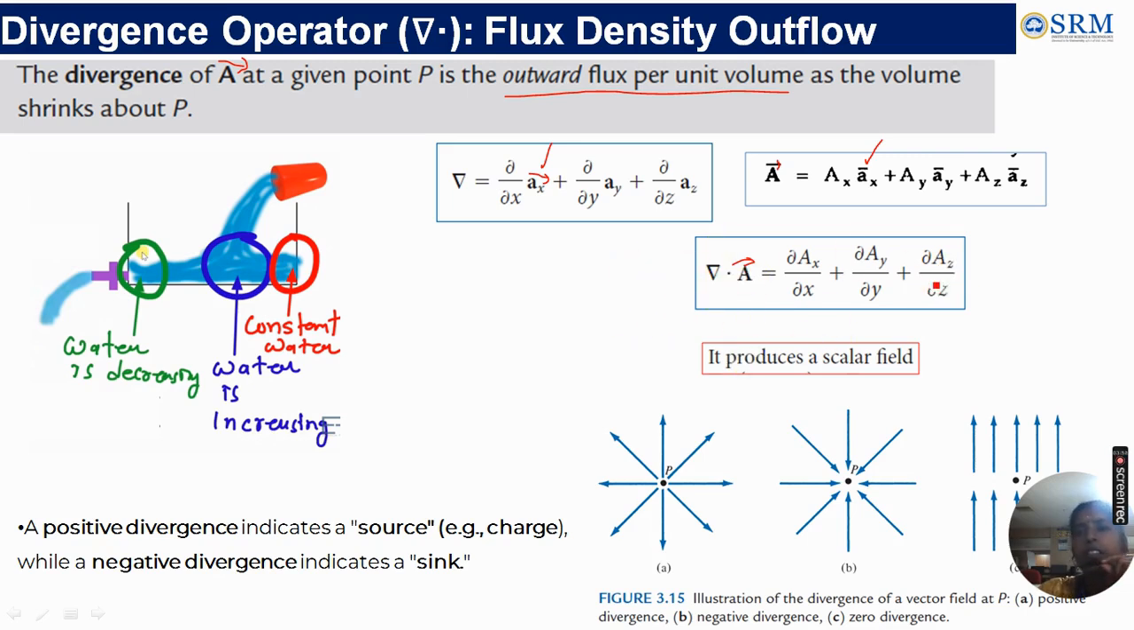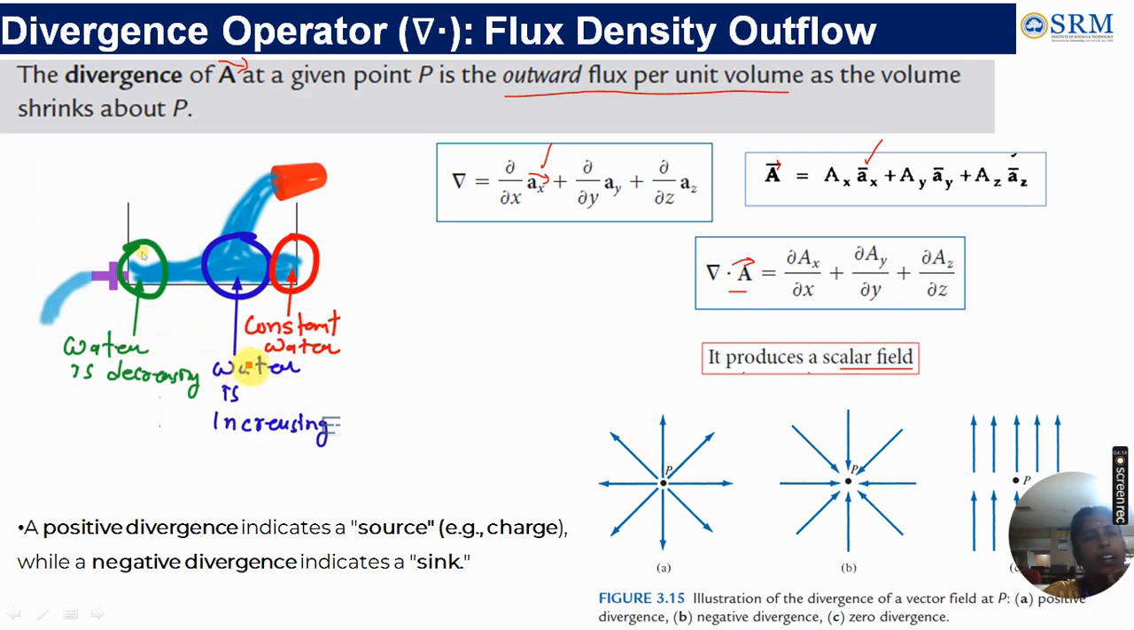So what will be the result of the divergence operation? I will get a scalar as output, because there is no unit vector present in the output expression, whereas I am giving a vector as input and getting a scalar as output. This is one of the inferences.